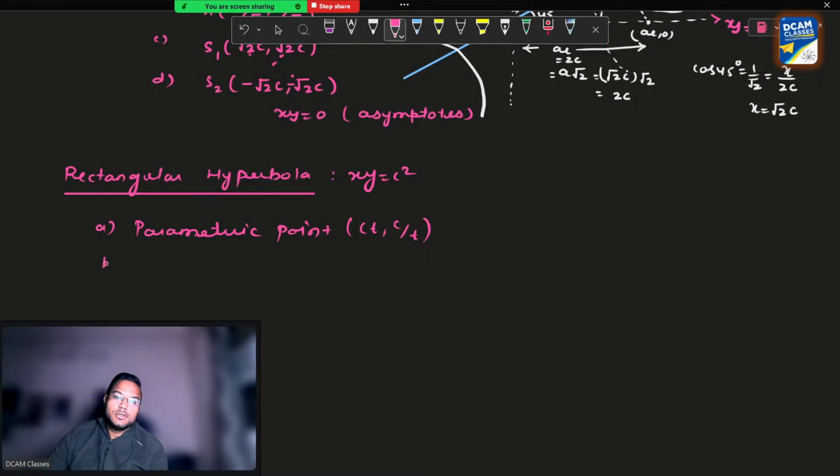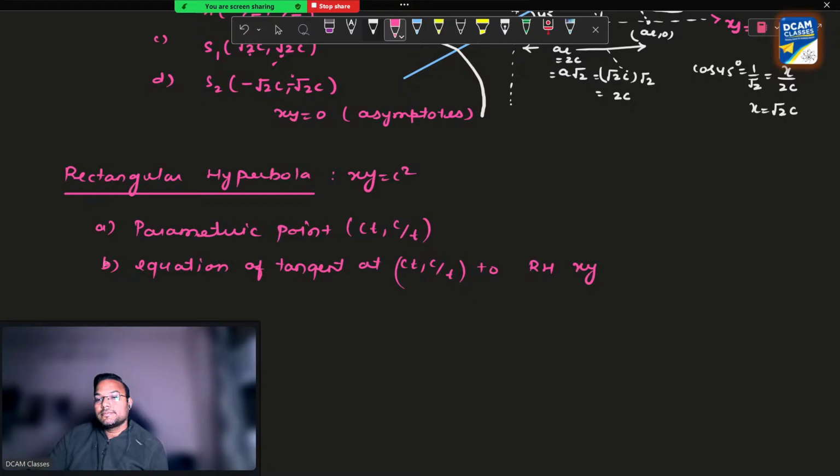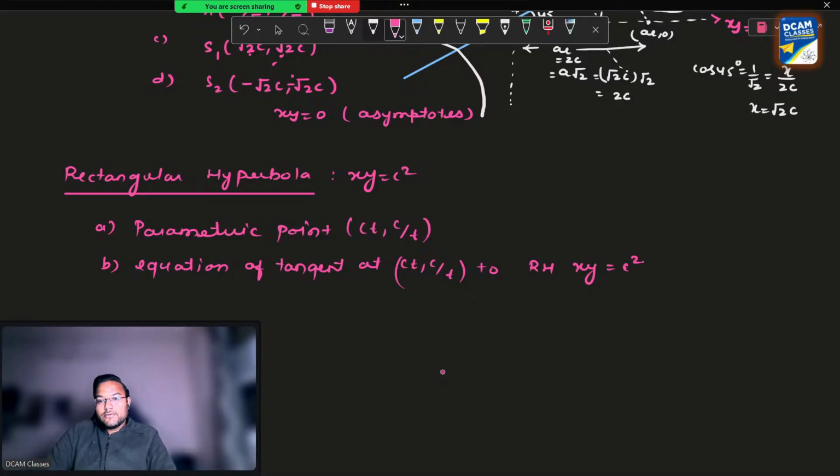Now your task is to give me the equation of tangent at ct comma c by t to the rectangular hyperbola xy is equal to c square. Can you do it? Haripriya, Kanishka, what method will you be using? See, the shortcut won't work here. The shortcut that I used to give you, where you convert x as x plus x1 by 2, y as y plus y1 by 2, won't work here. Be careful.